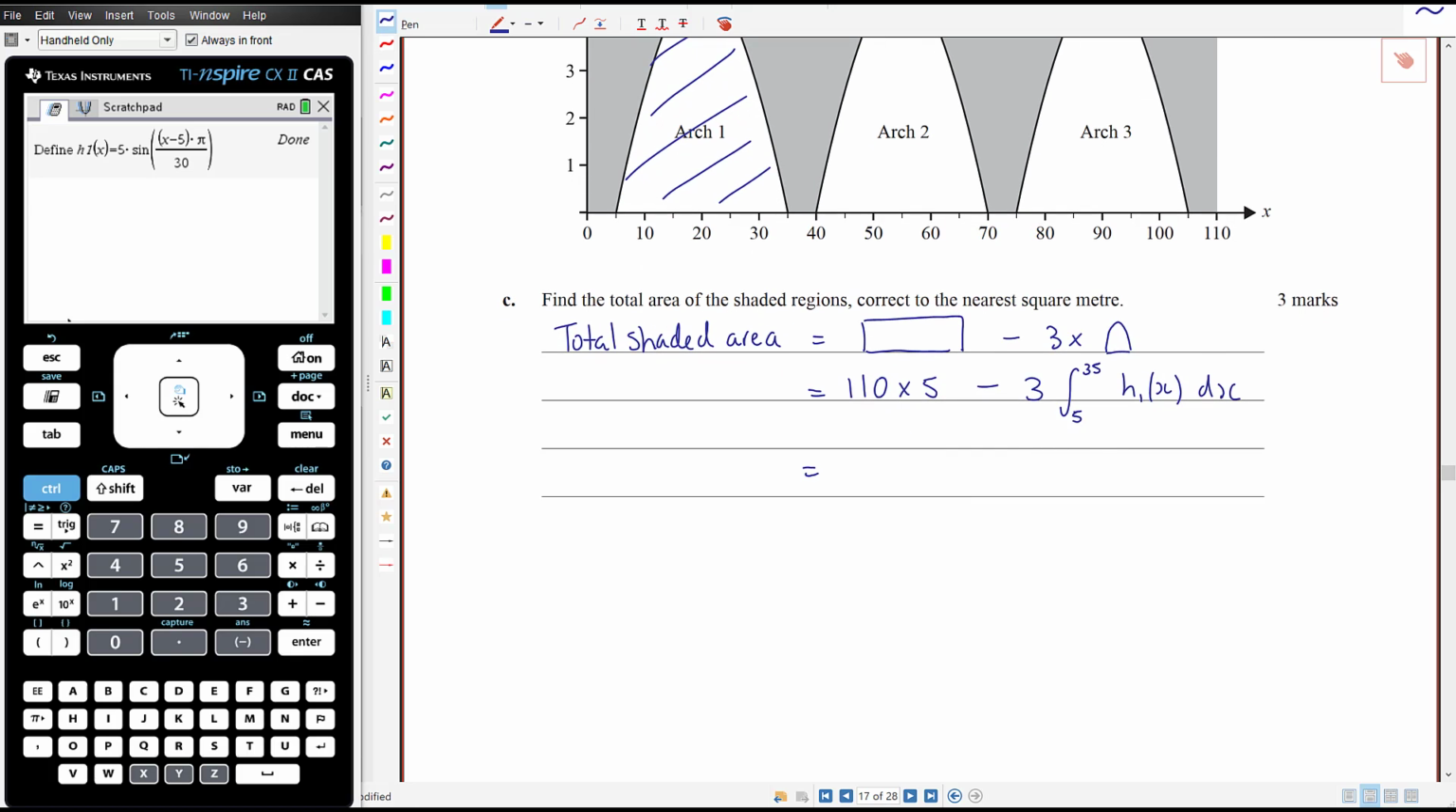So we should be able to get our CAS to do all that. 110 times 5 minus, oh sorry, you want 3 of those, 3 times the integral from 5 to 35 of h1 of x. And we want nearest square metre, so control enter. That is approximately 264 nearest square metre, 264 metres squared.